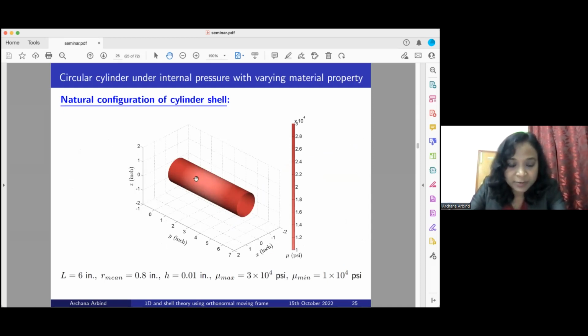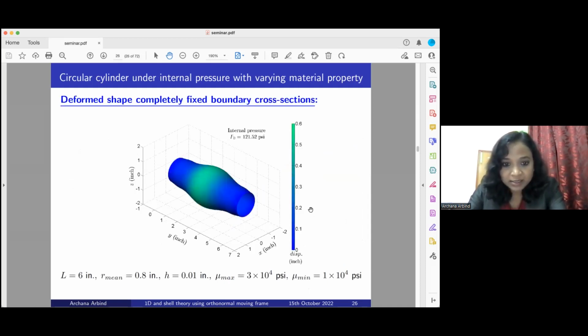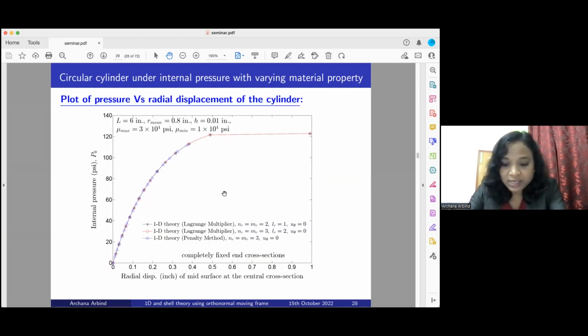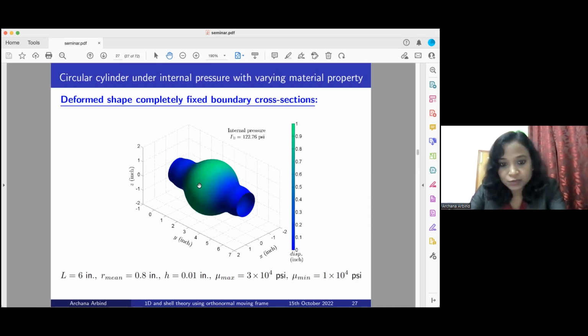Here the light red part is less stiff, a softer part, and the material property varies parabolically. So the maximum mu is 3 into 10 power 4 psi, whereas the minimum is 1. The minimum is here at the center, and again it is completely fixed and internal pressure is applied, and in this case we see the deformation like this. This kind of structure is particularly useful to analyze arterial problems, like aneurysm.